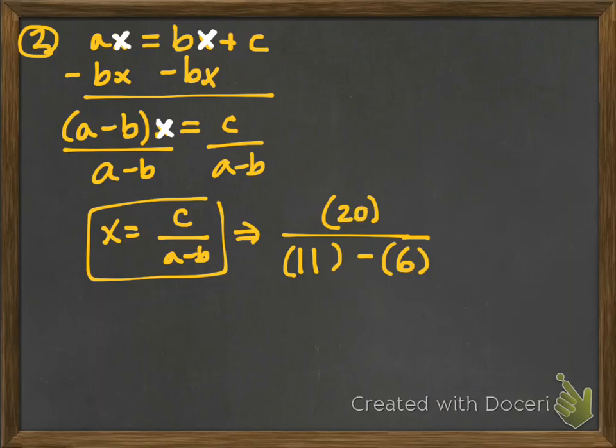And so then I get 11 take away 6. I have 20 over, what's 11 minus 6? What's 20 divided by 5? 4.